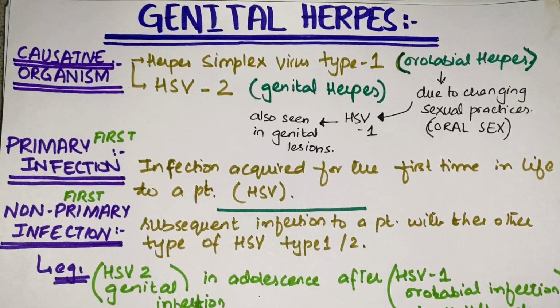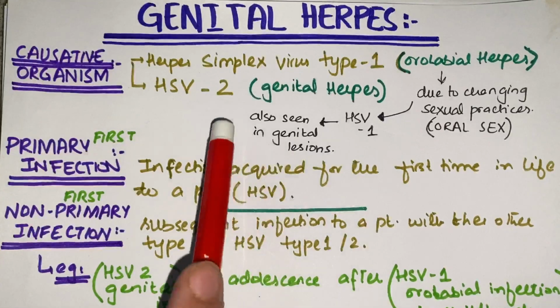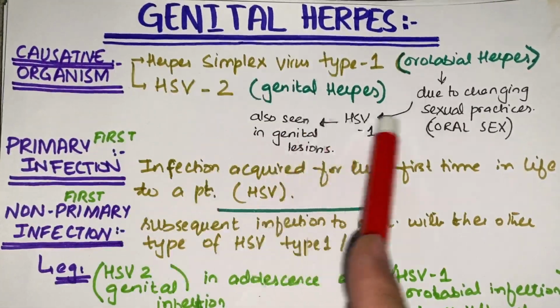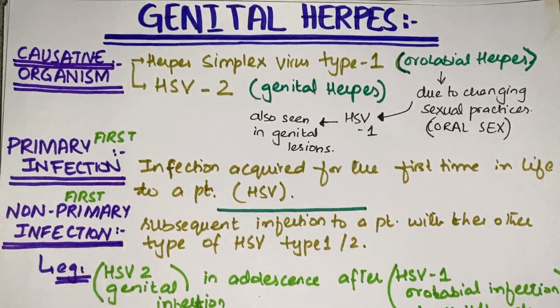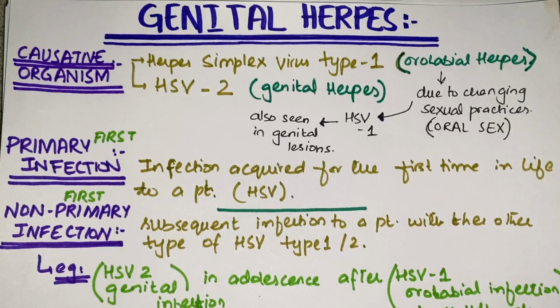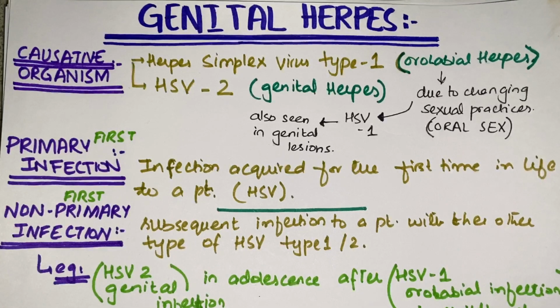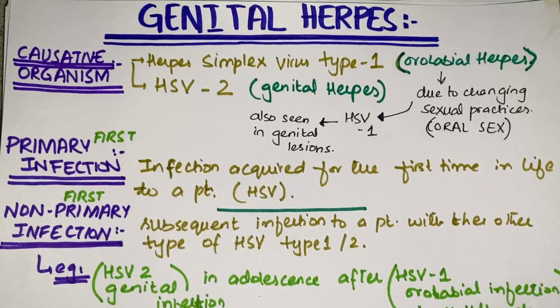Moving on to the second type, HSV2, the major focus of this disease will be on the HSV2 virus, because it causes genital herpes. There are some important terms you should know before you start the disease. First is primary infection. There is a first primary infection and a first non-primary infection, and there is a difference between them.